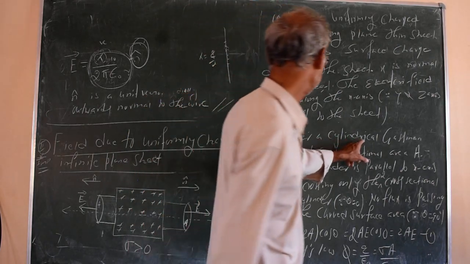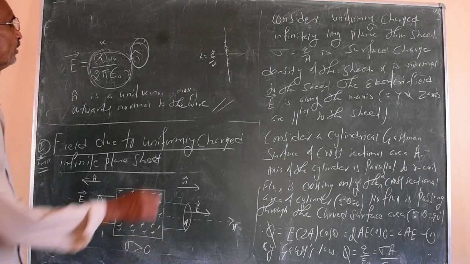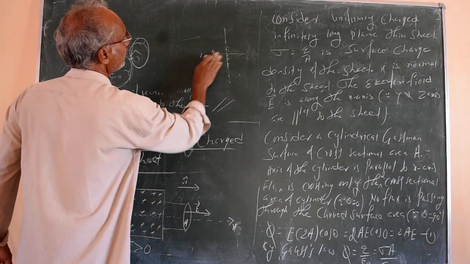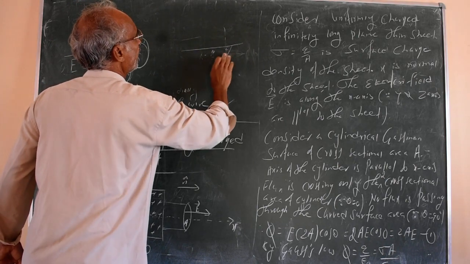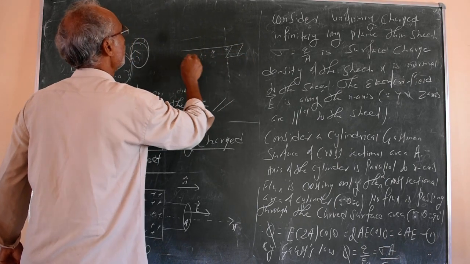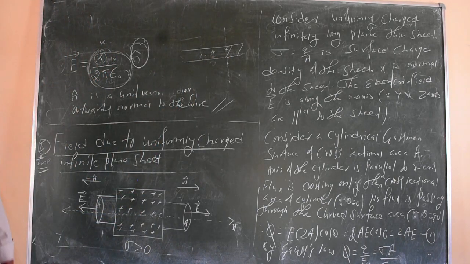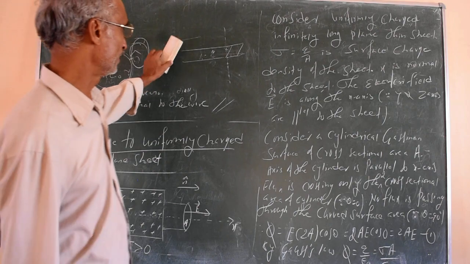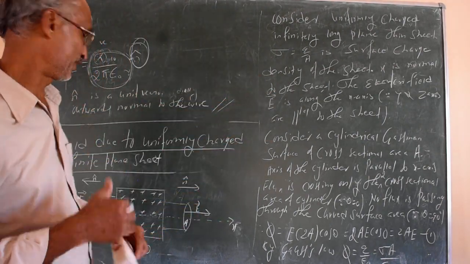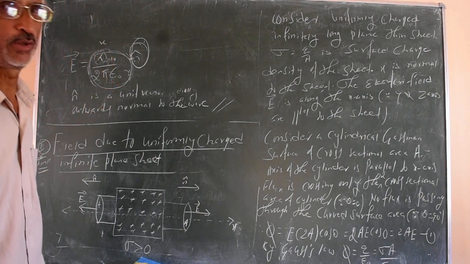Consider a cylindrical Gaussian surface. The textbook takes a parallelopiped. I felt a parallelopiped diagram would be a little difficult, so I have taken a cylinder. Any Gaussian surface you can take. I took a cylinder for easy drawing. Even a parallelopiped can be taken, one and the same. Don't misunderstand my taking a cylinder; even in the textbook it is mentioned that you can take a cylinder also.